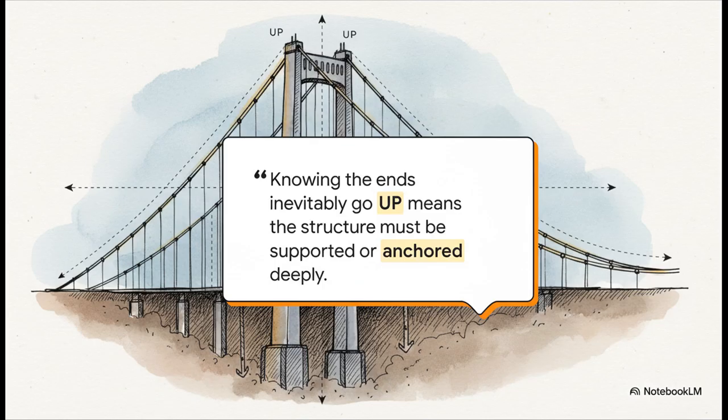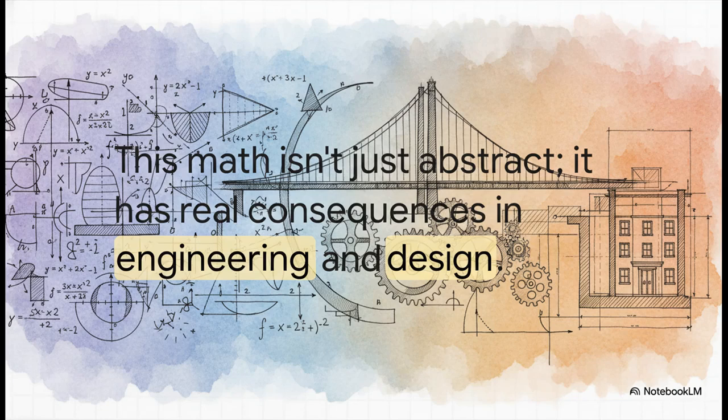Engineers absolutely rely on knowing that the ends inevitably go up. That's not a guess, it's a mathematical certainty. And because they know the ends will always pull upwards, it tells them exactly how they need to anchor the whole thing deep into the ground. So, you see, this stuff isn't just abstract math for a textbook. Understanding how these functions behave has real, tangible consequences. It's a piece of the puzzle that helps make sure the bridges we drive over every day are safe and stable. It's pretty important stuff.